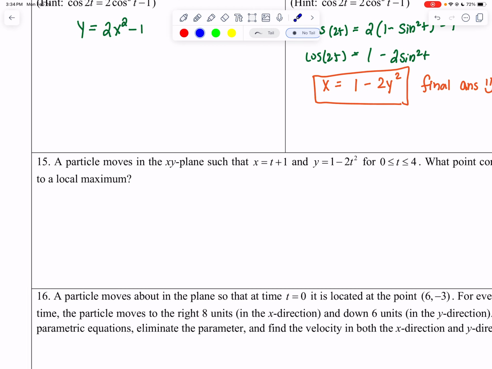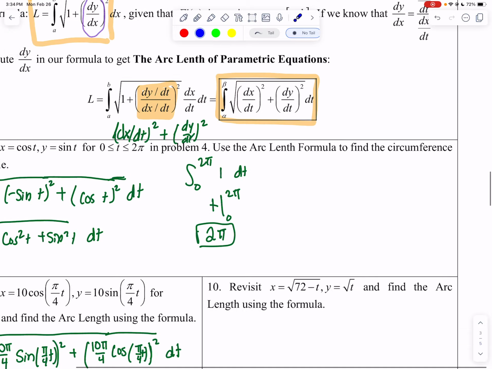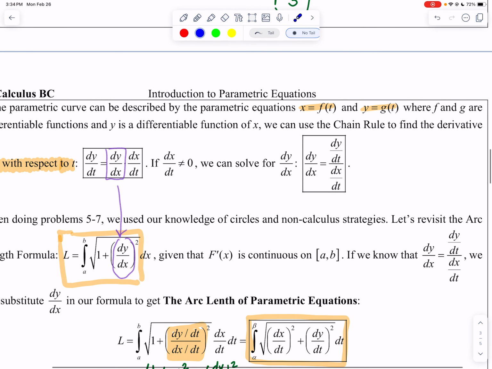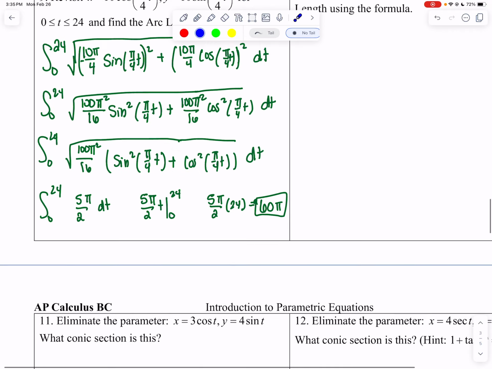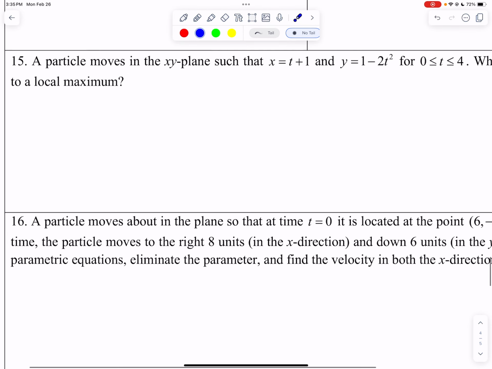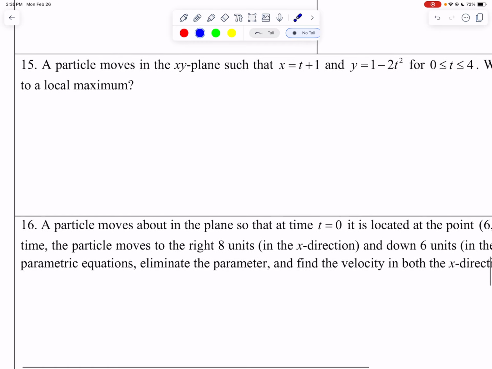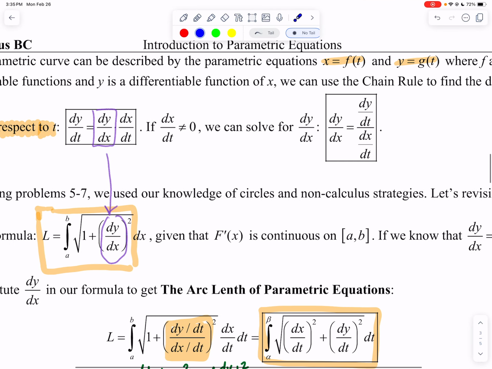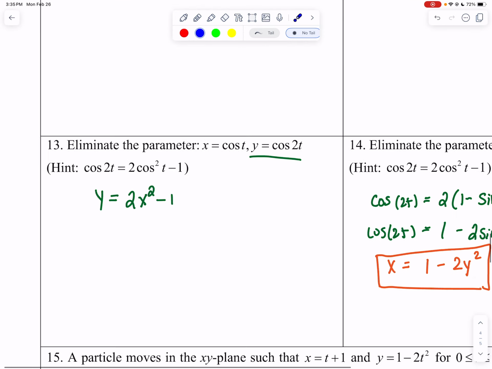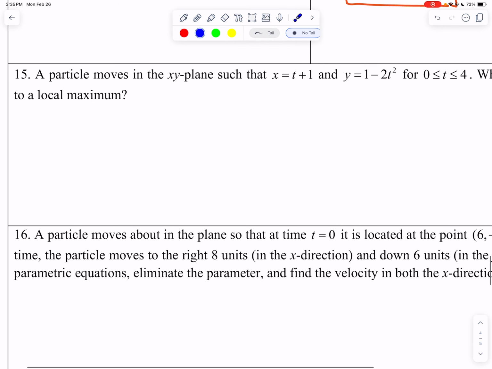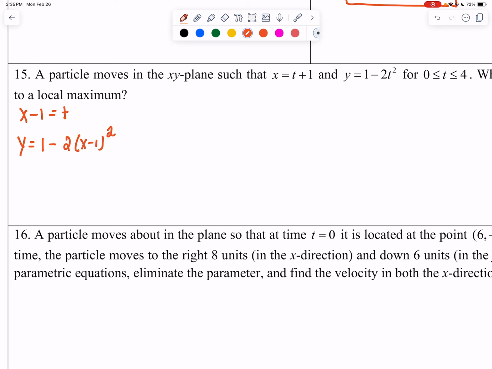Well, maybe we do. Just kidding. We probably do, right? Okay. I'm going to show you the eliminate the parameter way, and then I'm also going to show you the calculus way, since we kind of know what dy dx is in terms of what we have up here. For 15, I'm going to eliminate the parameter. I'm going to eliminate the t with x, so that I have x minus 1 is equal to t. y is equal to 1 minus 2 times (x minus 1) squared. And then I'm going to take that derivative.